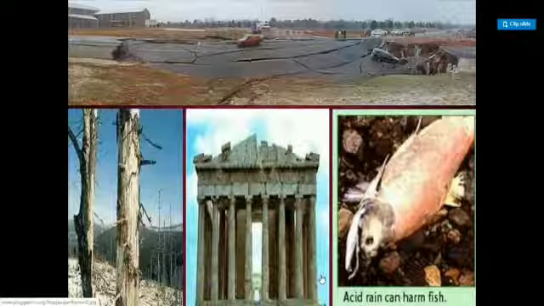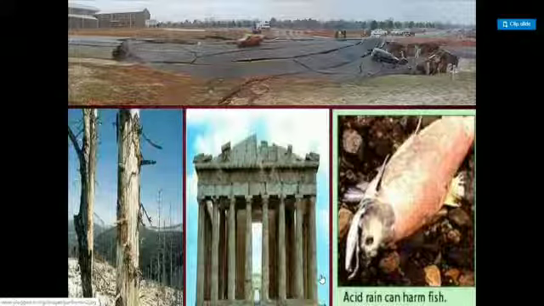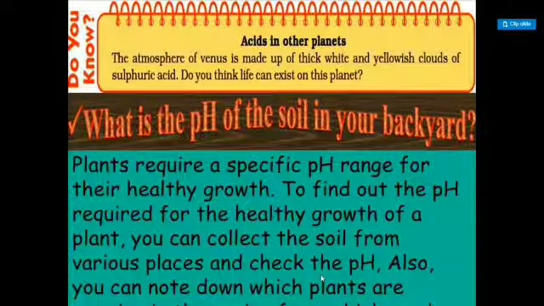Do you know what the adverse effects of acid rain are? The picture shows that acid rain can harm fish, our monuments, land, or even trees. Bad effects are there. Acid on other planets: are there some acids on other planets? The atmosphere of Venus is made up of thick white and yellowish clouds of sulfuric acid. Do you think life can exist on this planet?